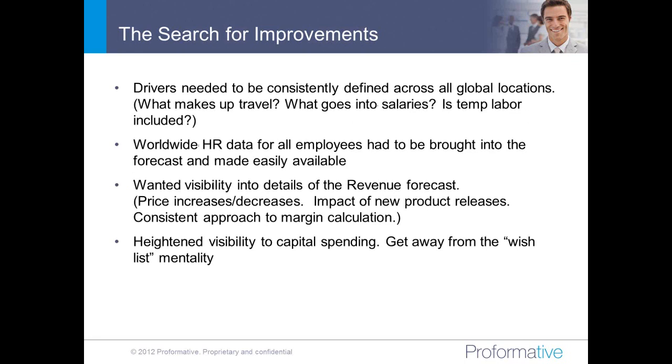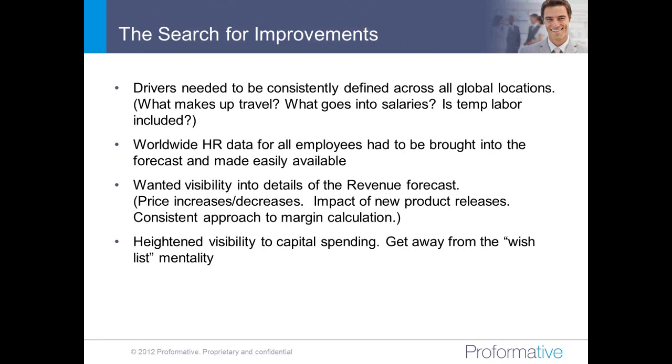I mentioned drivers, and each location tended to define their forecast drivers in a different manner. Travel is a good example. Some sites looked at just airfare and hotels as their travel. Others included vehicle expense and telephone. There was really no consistency. And one of the first things we did was try to standardize our structure and have consistent driver definitions. And this was a huge benefit. It's not that difficult to do. You just have to put it down on paper and then circulate it.